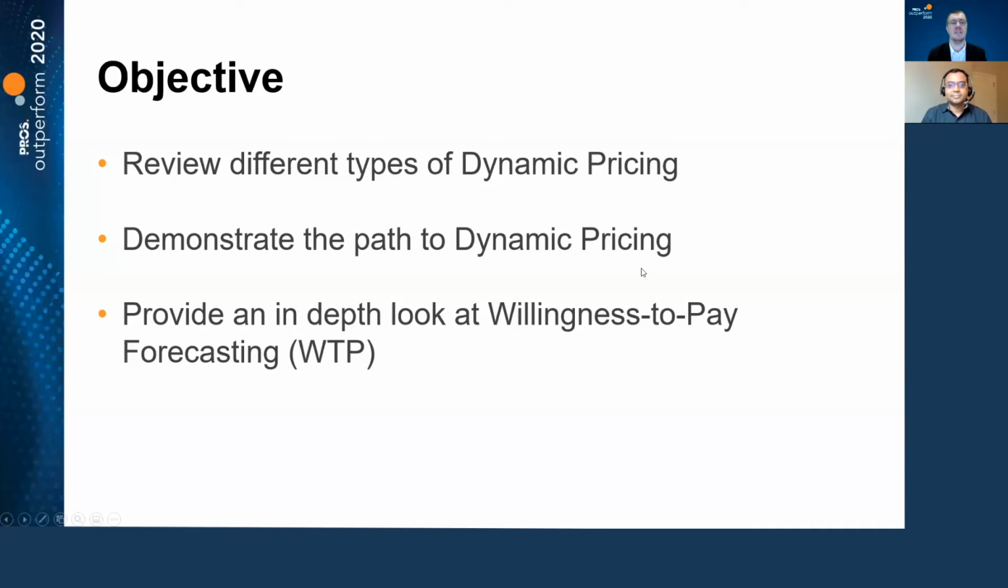In today's presentation, we'll be covering three major topics. First, we'll be talking about the different types of dynamic pricing as seen by PROS. Secondly, we'll demonstrate how airlines can get involved with PROS to realize the capabilities of dynamic pricing. And third, we'll take a deeper look into the willingness to pay forecasting, which is a key component of the dynamic pricing algorithms.